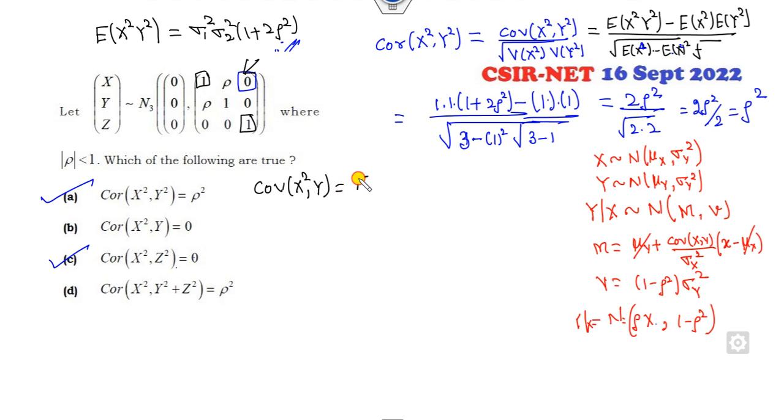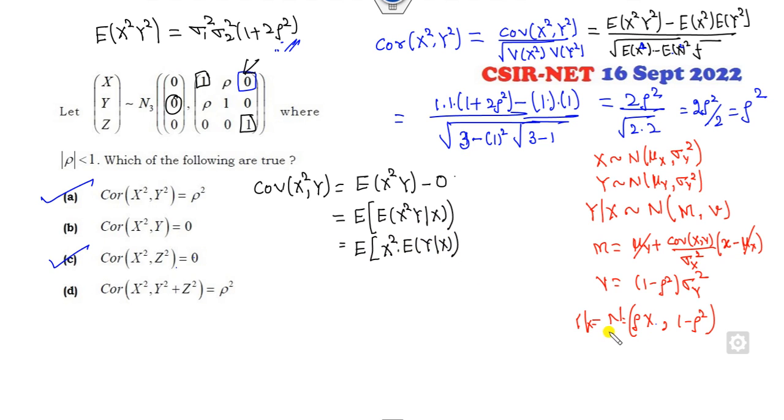Covariance is E of x square into y minus E of x square into E of y. E of y is 0, so that term is 0. Again, how can you solve this? I can apply the expected value property, conditioning on x: E of x square into y is E of x square into the expected value of y given x.